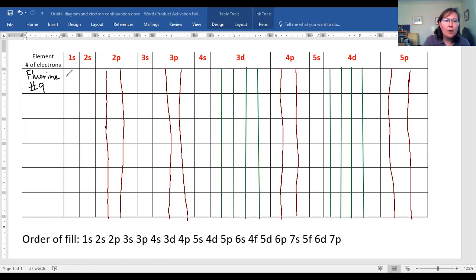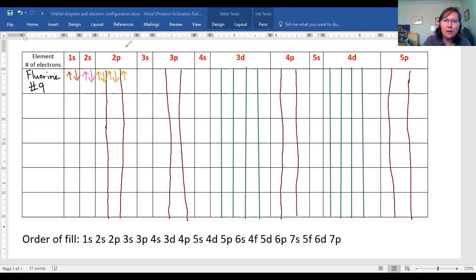Here we'll say we have 1 and 2. So the first 2 fill the 1s orbital. And then we have 3 and 4. Now you'll notice that we have 3 options here for p orbitals. So how are we going to fill those? What we're going to do is fill them one after the other like this. So here we're up to 4. So now we have 5, 6, 7, 8, 9.